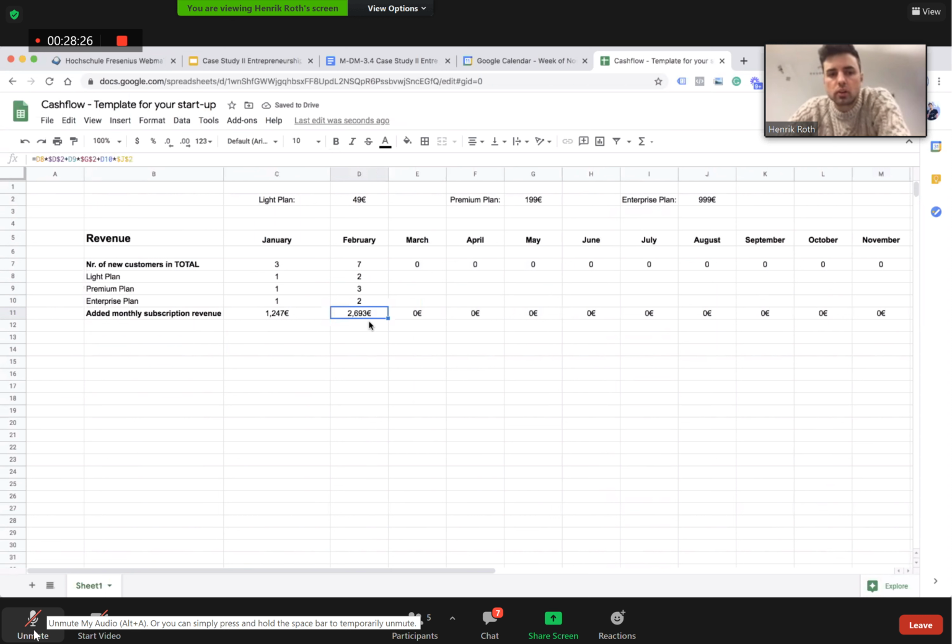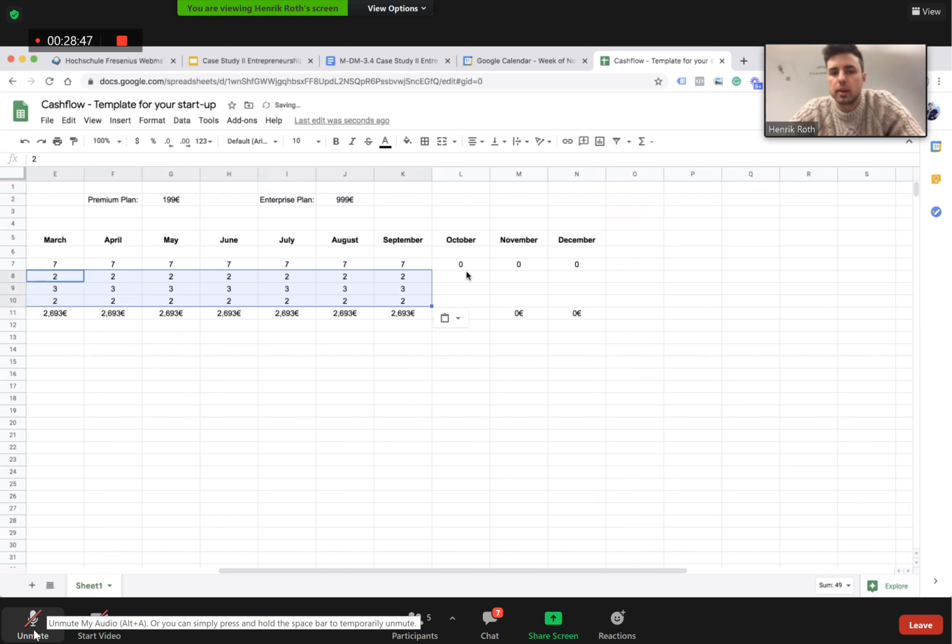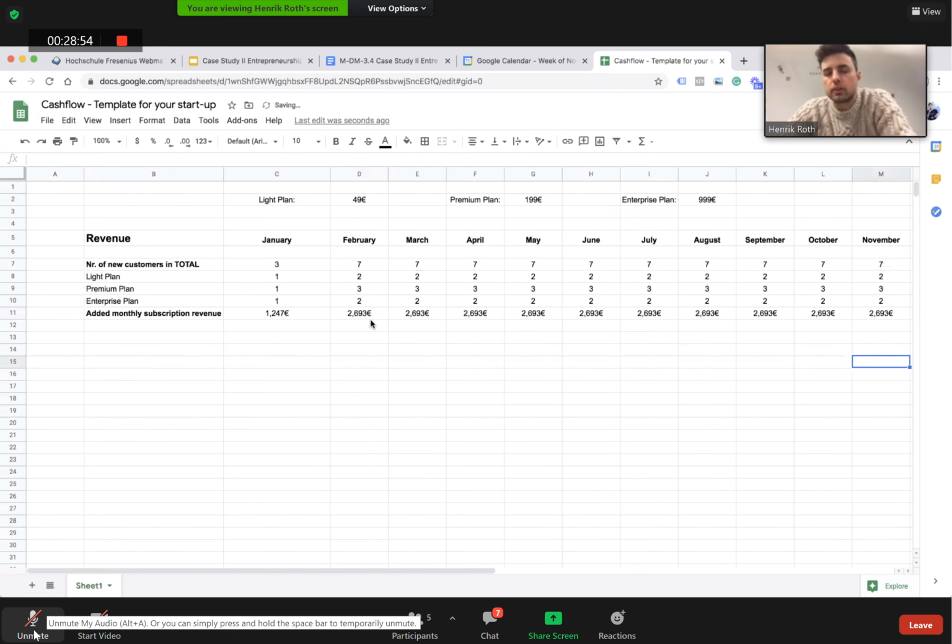So you see here now, if you look at the formula, that's correct. We made almost 2,700 euros new bookings, so new revenue. And let's say we want to grow at the same pace as in February, so we are just copying the same numbers here. So now, starting from February on, we are growing every month. We are adding almost 2,700 euros to our revenue.